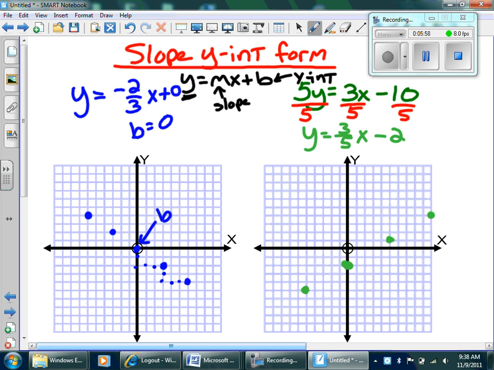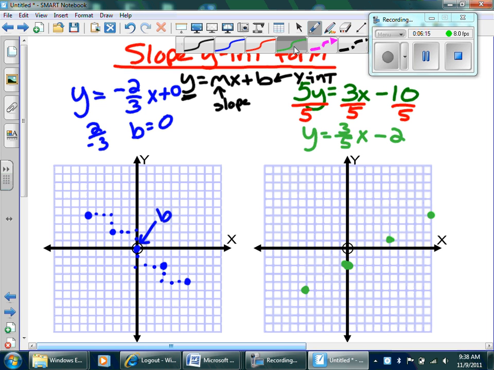To get a couple extra points and make a pretty line, I changed the signs on the slope. I did 2 over -3. Same fraction. Up 2, back 1, 2, 3. I'm ready to draw my line. I'll do that in a moment for you. Let's jump over to the green one.